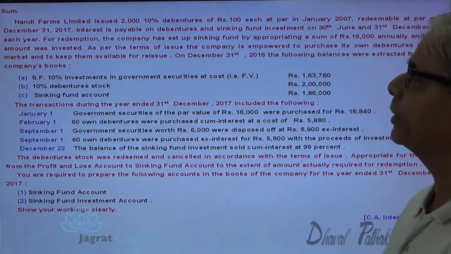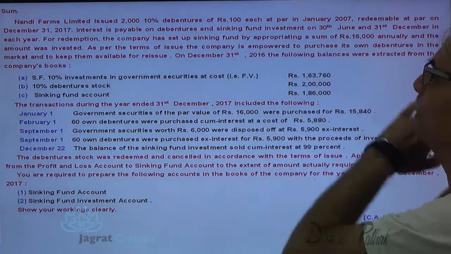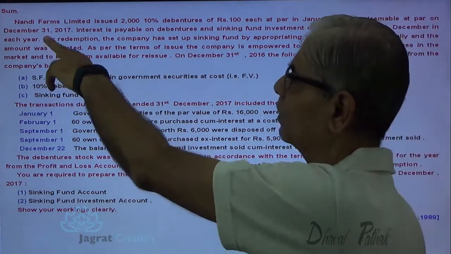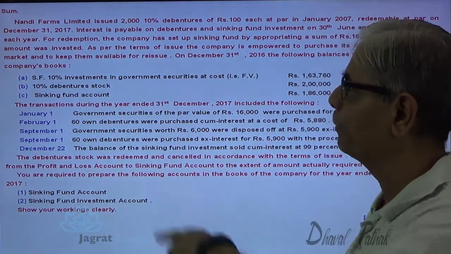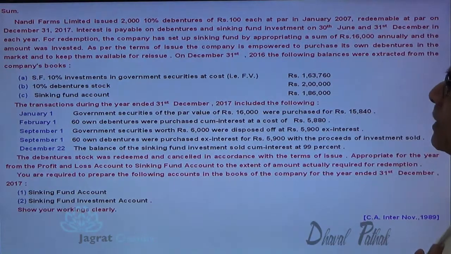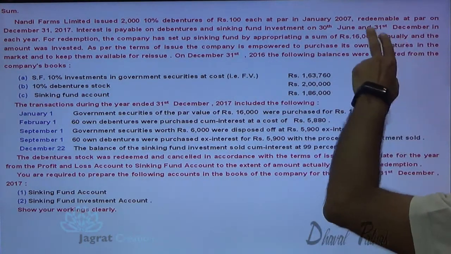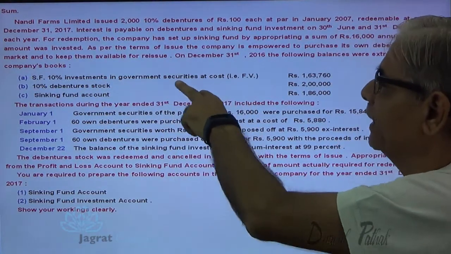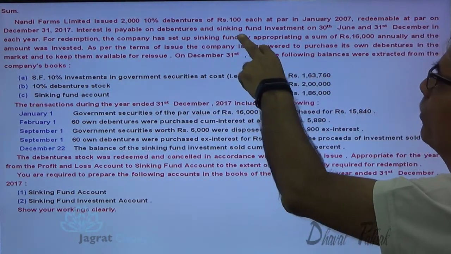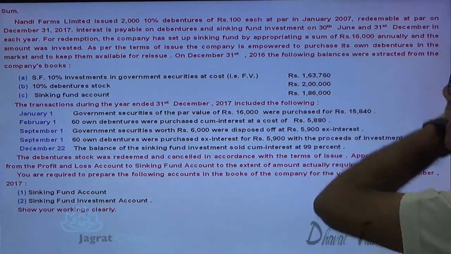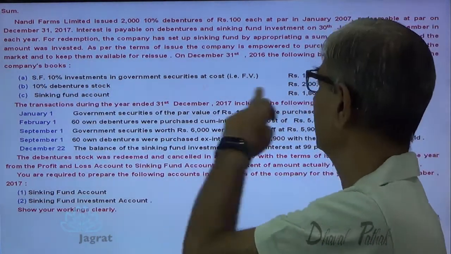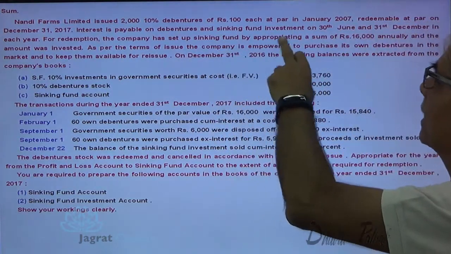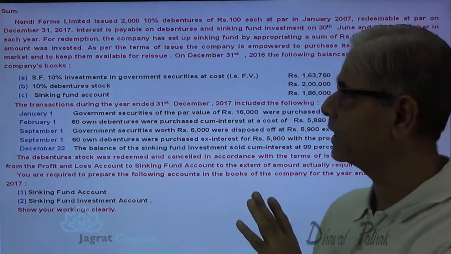Nandi Firms Limited issued 10% debentures of ₹100 each at par in January 2007, redeemable at par on 31st of December 2017. Interest is payable on debentures and sinking fund investment on 30th June and 31st of December. So, on this sinking fund investment in government security, interest is payable on 30th June and 31st of December. 10% debenture stock, that is our liability. On that also interest is payable on 30th June and 31st of December.